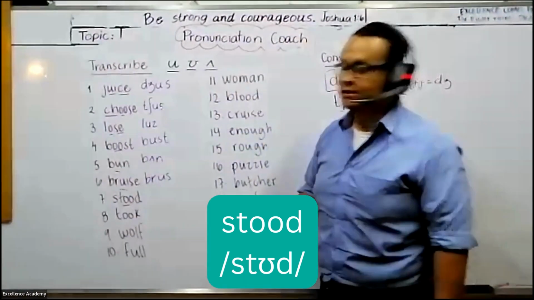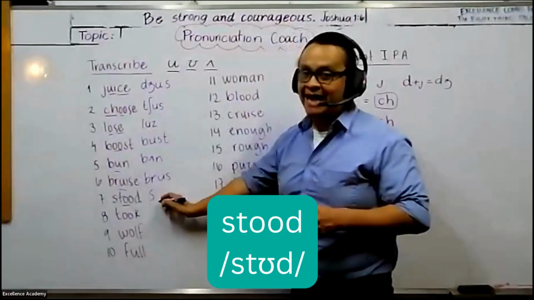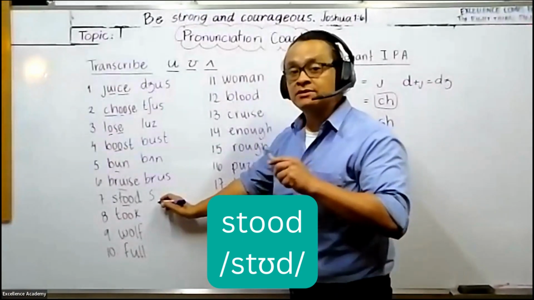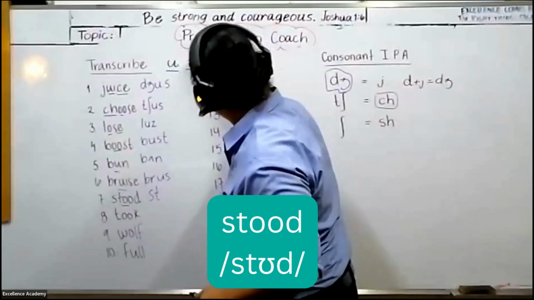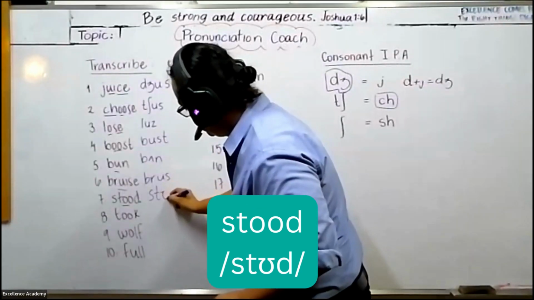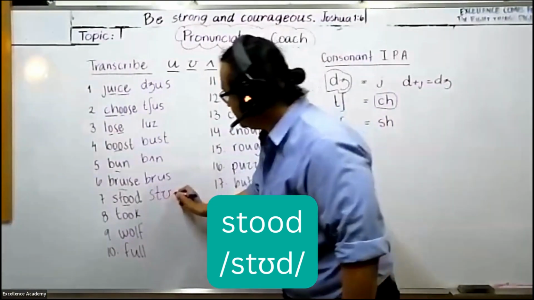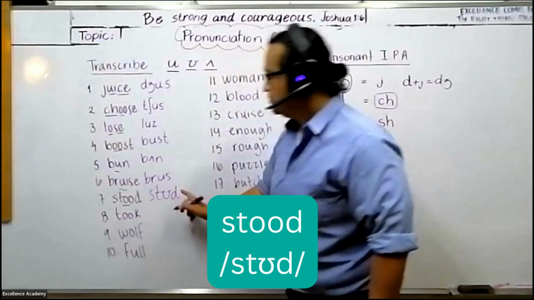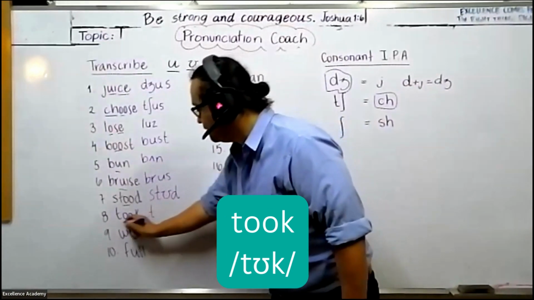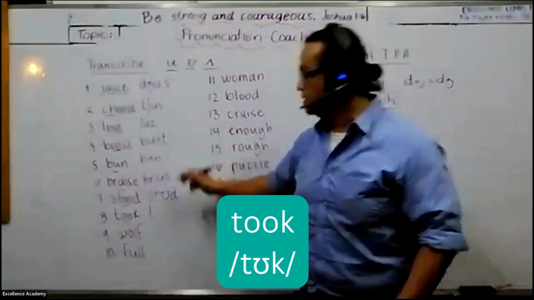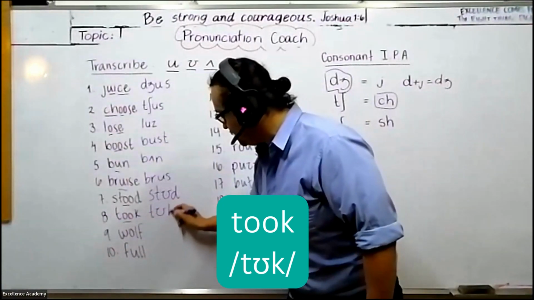Number 7, the past tense of stand. Stood. Here, we'll put the S sound first because we don't say stood. We put the T sound. The double O will be the short sound. So make sure to transcribe that correctly. And the D sound. Stood. Number 8, the T sound remains. The double O is So I'll transcribe it here correctly. And we'll put the K.